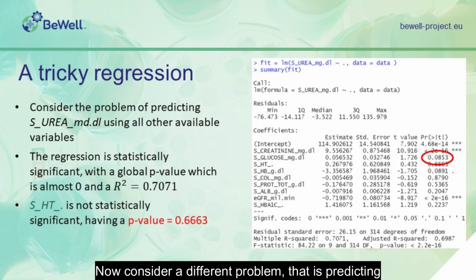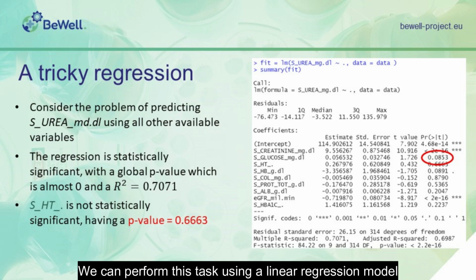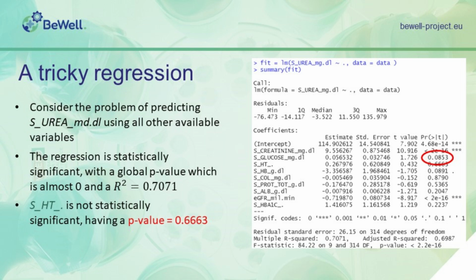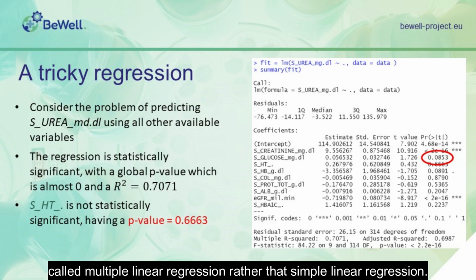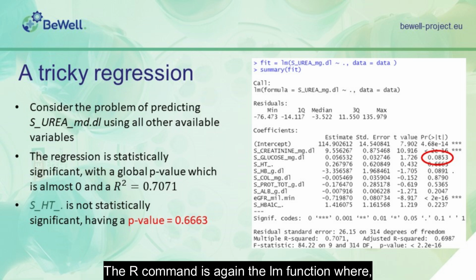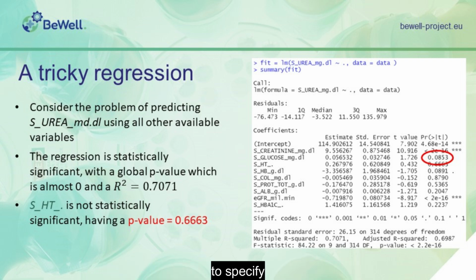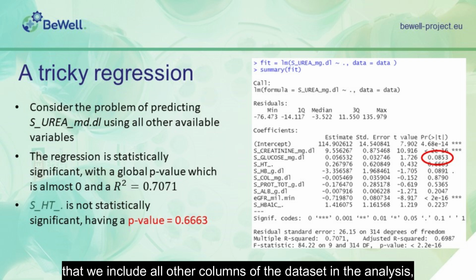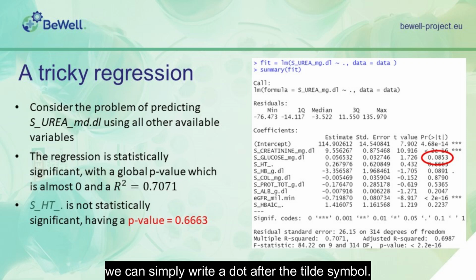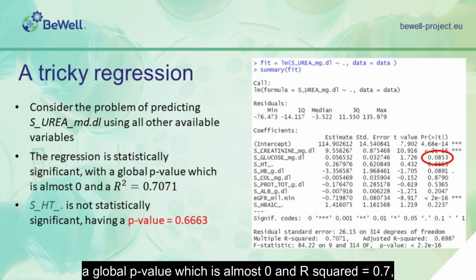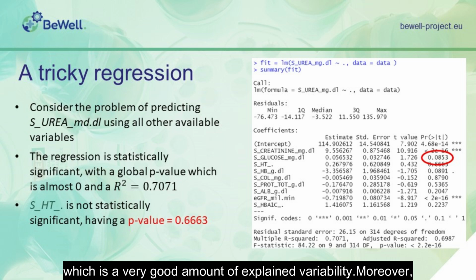Now consider a different problem, that is predicting the urea level using all other available information. We can perform this task using a linear regression model but with several input variables, called multiple linear regression rather than simple linear regression. The R command is again the lm function where, to specify that we include all other columns of the dataset in the analysis, we can simply write a dot after the tilde symbol. The regression is statistically significant, with a global p-value which is almost 0 and R-squared equals 0.7, which is a very good amount of explained variability.